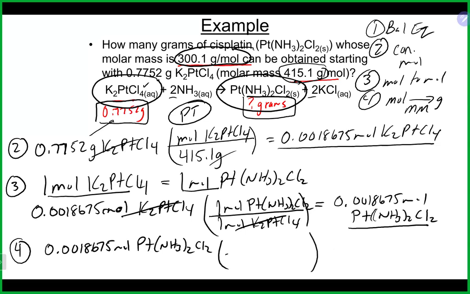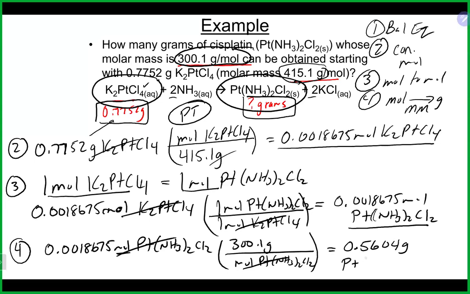We will use that as a conversion factor. In this case, we want the moles to cancel. So the moles of this guy needs to go on the bottom. And the grams, which is 300.1 grams, need to go on top. The moles will cancel. So we're basically going to multiply this by 300.1, looks like. And we will end up now with something that we could maybe round up here to 0.5604 grams of this guy would be produced in this case.